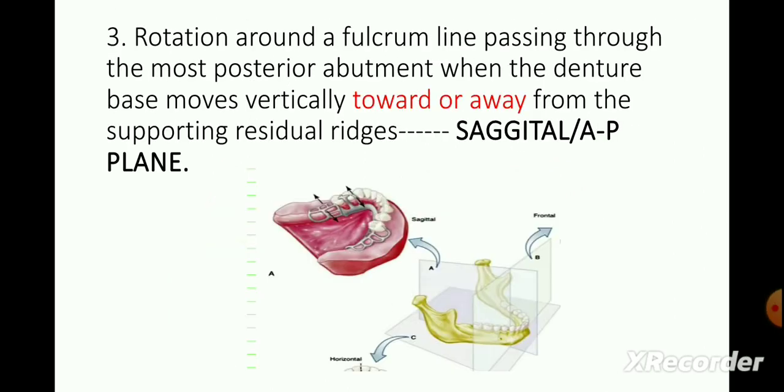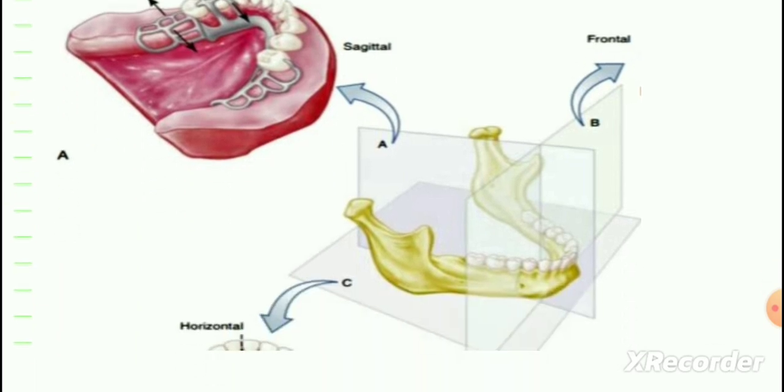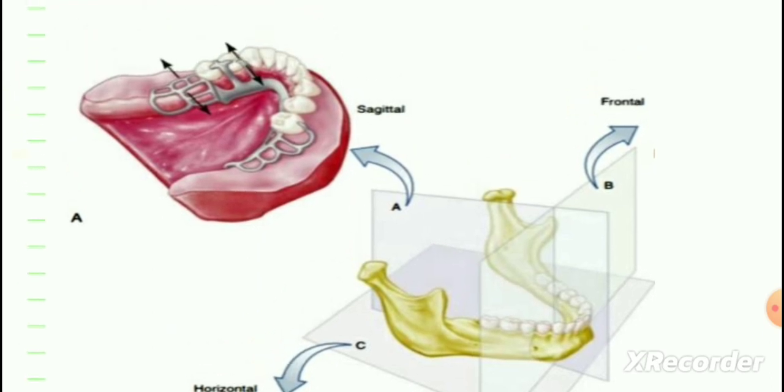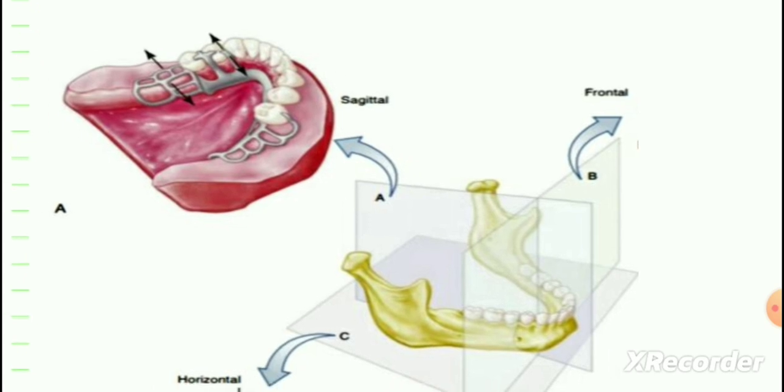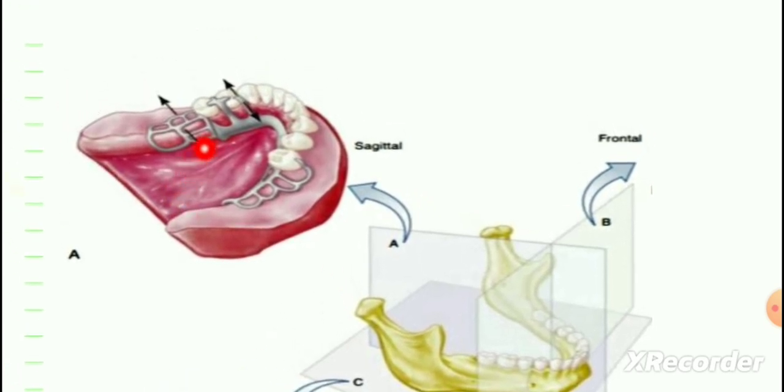And the third movement occurs in the sagittal plane or anterior posterior plane. See here, number A is the sagittal plane. This is the sagittal plane or anterior posterior plane. Now in this plane, movement occurs around the fulcrum line. What is the fulcrum line? The fulcrum line passes through the most posterior abutment. Where is the most posterior abutment? This is the most posterior abutment. This is the fulcrum line.